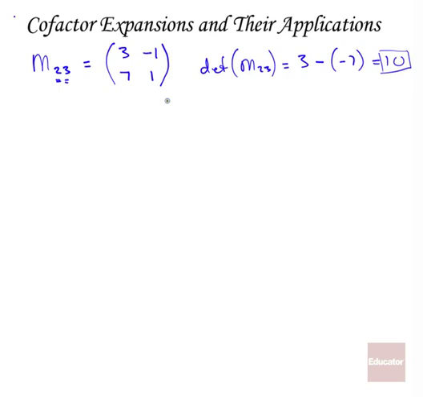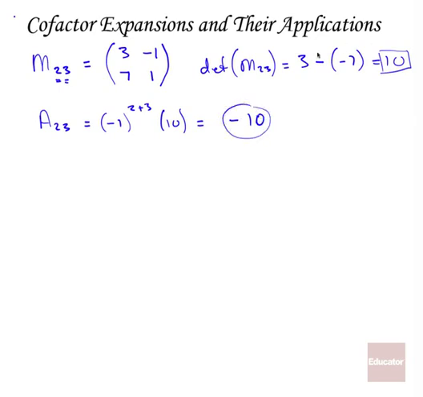And now our cofactor, A23, that's equal to negative 1 raised to the power of 2 plus 3, the row plus the column, times our determinant. I'll just go ahead and put that here. Okay, minus 1 raised to the 5th power is minus 1, so you end up with minus 10.